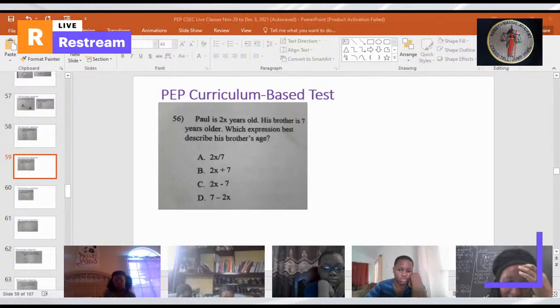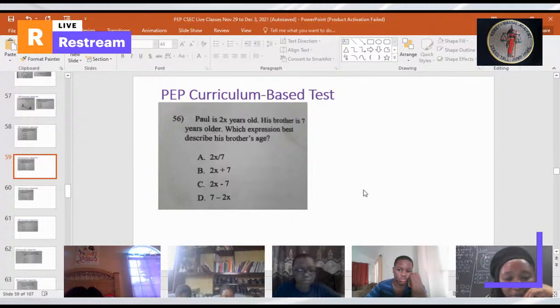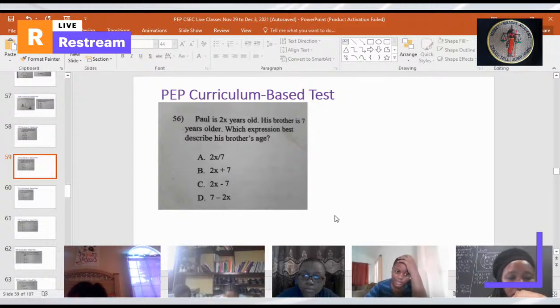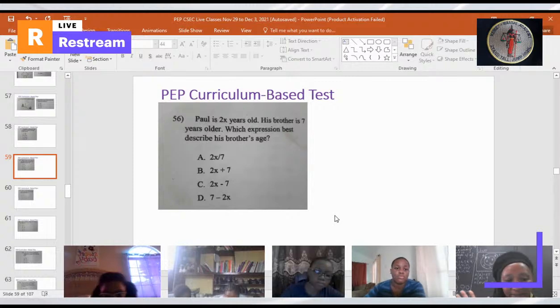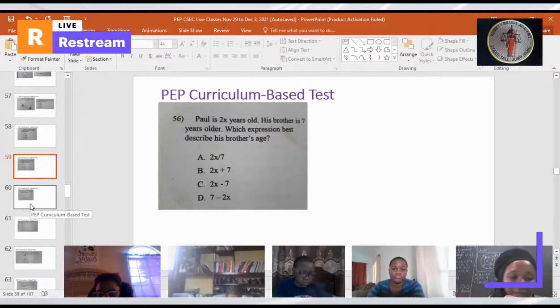So what are we saying for this one? 2x, his brother is 7 years older. So what expression describes his brother's age? 2x plus 7, correct. So the 2x represents Paul's age, and the 7 is because his brother is 7 more. So the plus 7 represents his brother.